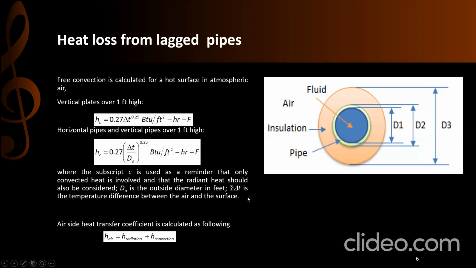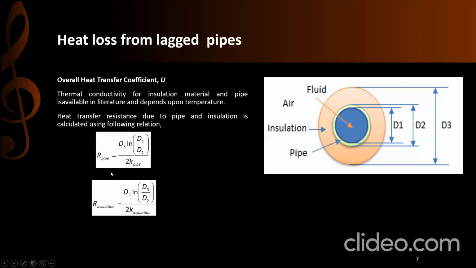D sub O is the outside diameter in feet. Delta T is the temperature difference between the air and the surface. So, wala problema yung question mark. The air side heat transfer coefficient is calculated as following. H sub air is equal to S radiation plus H convection. Yan. So, meron ka ng H of air.